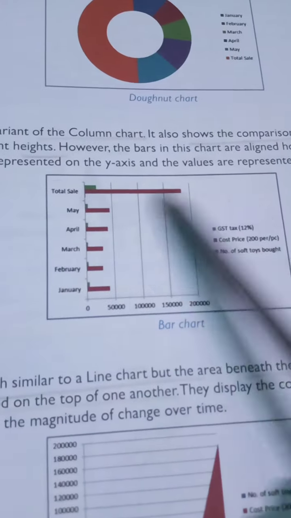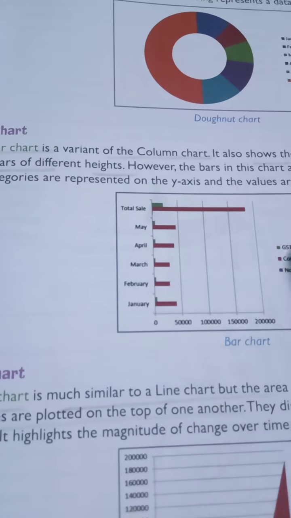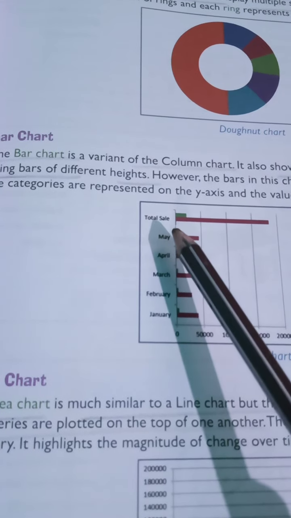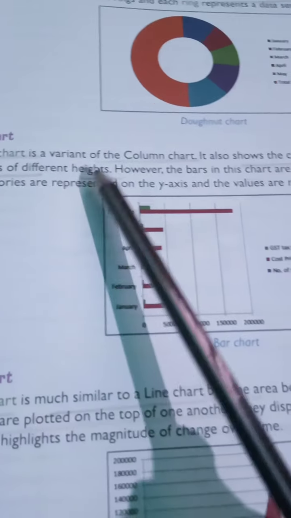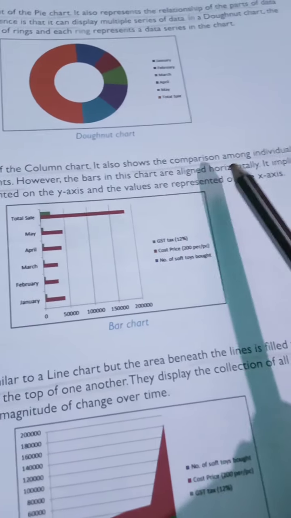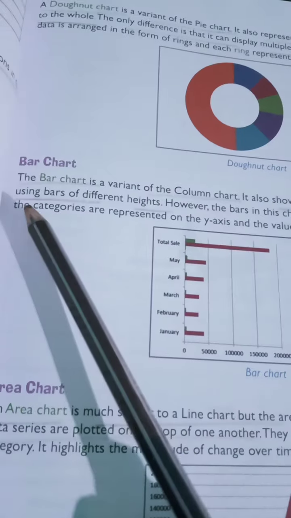You can see this is the bar chart, in the form of bars we are representing. A bar chart looks like a line chart, but the bars go from left to right. The bar chart is a variant of the column chart you have seen. It also shows the comparison among individual items using bars of different heights.